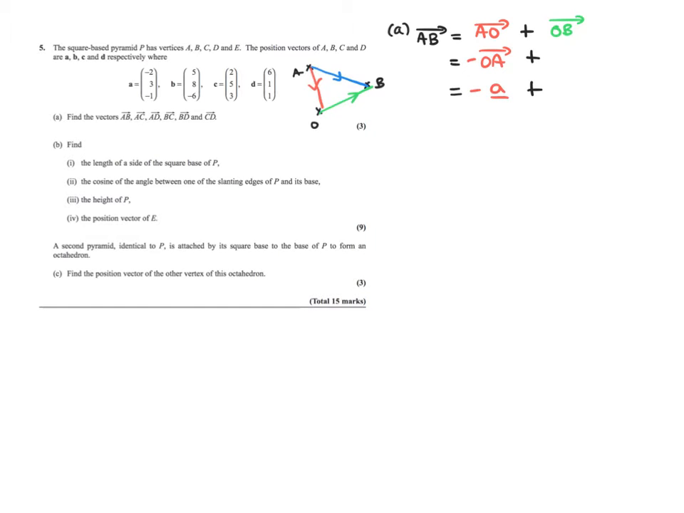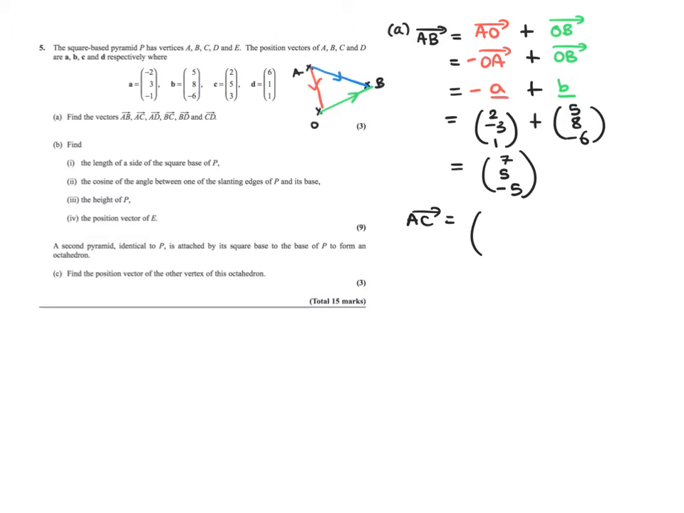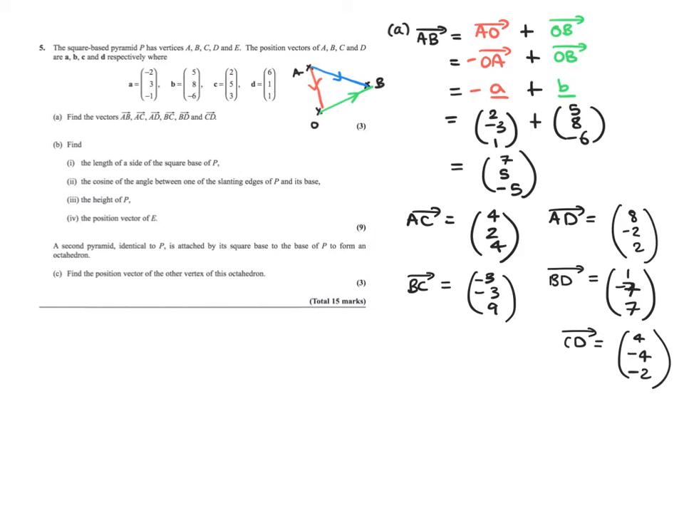So we've just then got to add on to that the vector OB, and that's the position vector of B there, B. So that's 2, -3, 1. If we take negative A, add on B, which is 5, 8, -6, and that of course gives us 7, 5, -5. Now I'm not going to work through all of the vectors, but you will find when you work through the others that AC is equal to 4, 2, 4, and I'll just list the others. So here are all the vectors.